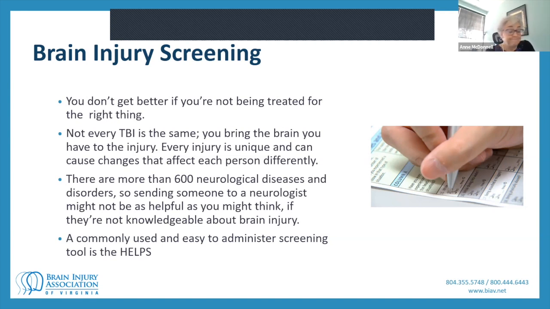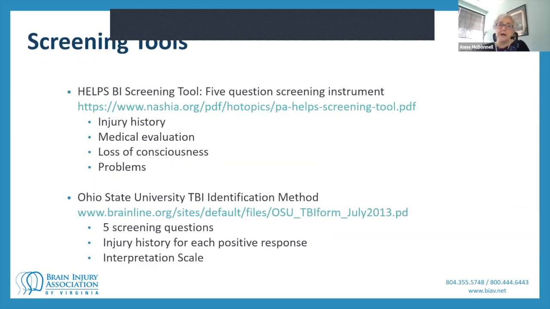If you've got somebody on your caseload that's got a criminal justice history, red flag. If you've got somebody on your caseload that has had bouts of homelessness, red flag. If you have somebody with a behavioral health diagnosis, red flag. I'm going to show you a couple of easy screening tools that you might be able to use. The HELPS is a 5-question screening instrument that asks questions about the injury history, medical evaluation, assesses the loss of consciousness, and whether or not there have been any problems since the injury. The Ohio State University TBI identification method is similar to the HELPS, but it asks for a good bit more information, and it includes an interpretation scale. So let me show you what those look like.